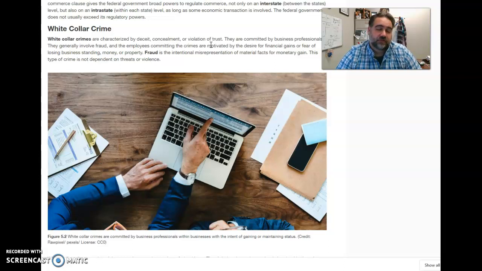As an example, if I'm a corporate executive and I set up a fake company that does business with the company I manage, and I start sending invoices to the company I manage and extracting thousands of dollars a month through this fake invoice to my fake shell company, that's an example of white-collar crime. They're committed by professionals and generally involve fraud. The employees committing these crimes are motivated by a desire for financial gain or fear of losing business, standing, money, or property. Fraud is the intentional misrepresentation of material facts for monetary gain.